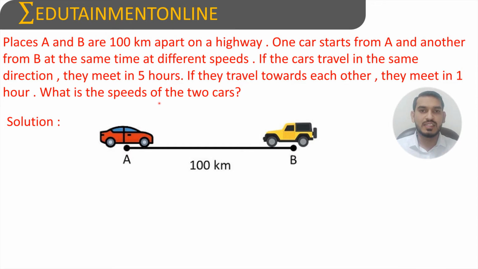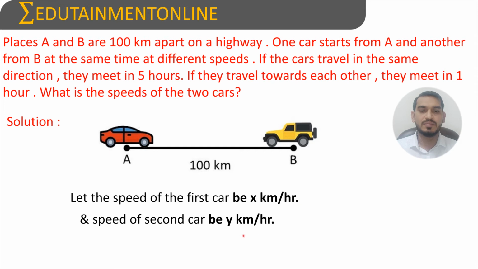So if the cars travel in the same direction, they meet at a point after 5 hours. If the two cars travel in the opposite direction, they meet in 1 hour. So we need to find the speed of the two cars.